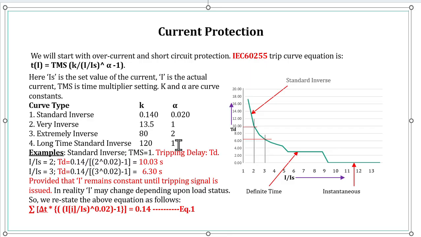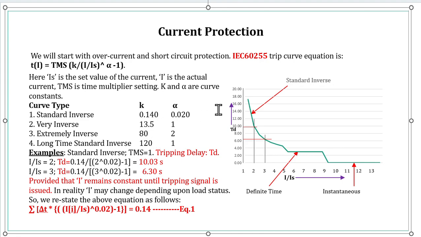And you can see here that K is in the numerator. So the higher the value of K, the higher is the tripping delay for a given I upon IS. This one is the shortest, and then this is longer than that. It is 13.5, this is 80, it is 120. That is one thing to note.